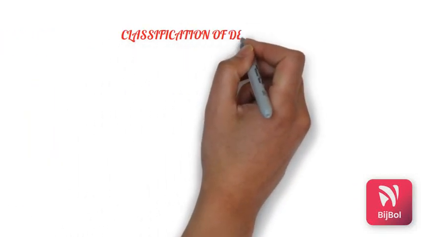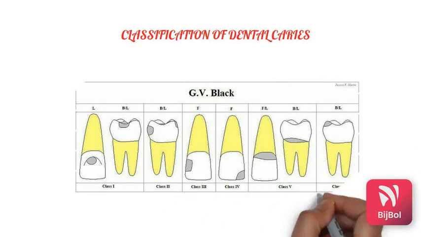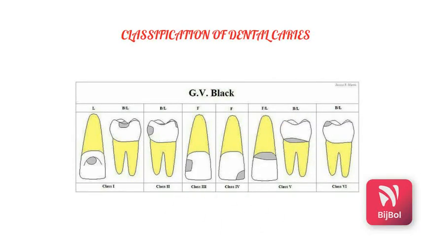Next, we'll see the classification of dental caries. This was the most accepted classification, given by G.V. Black. Class 1 represents caries on the lingual surface of anterior teeth and caries occurring on the occlusal surface of posterior teeth. Class 2 represents caries on the proximal surface of molars and premolars. Class 3 represents caries on the proximal surface of anterior teeth without involving the incisal angle.